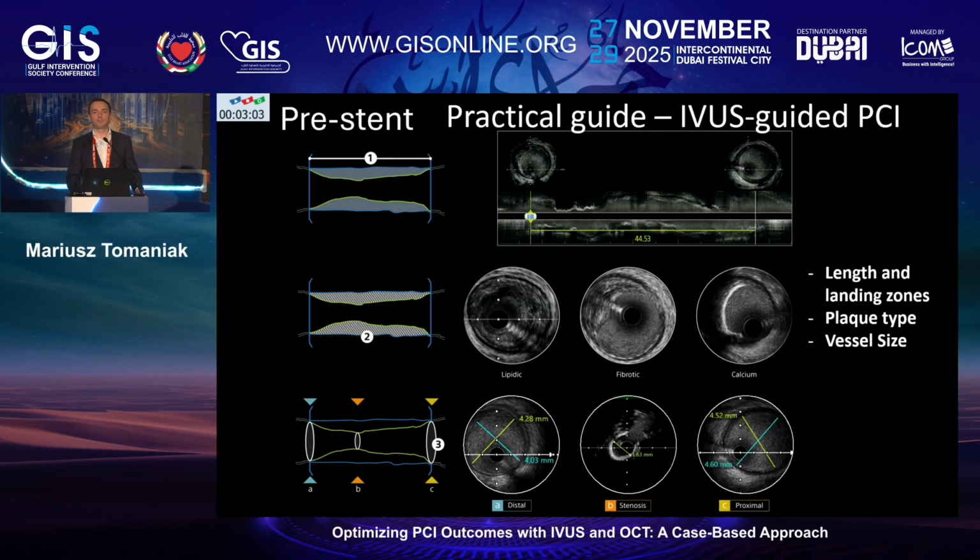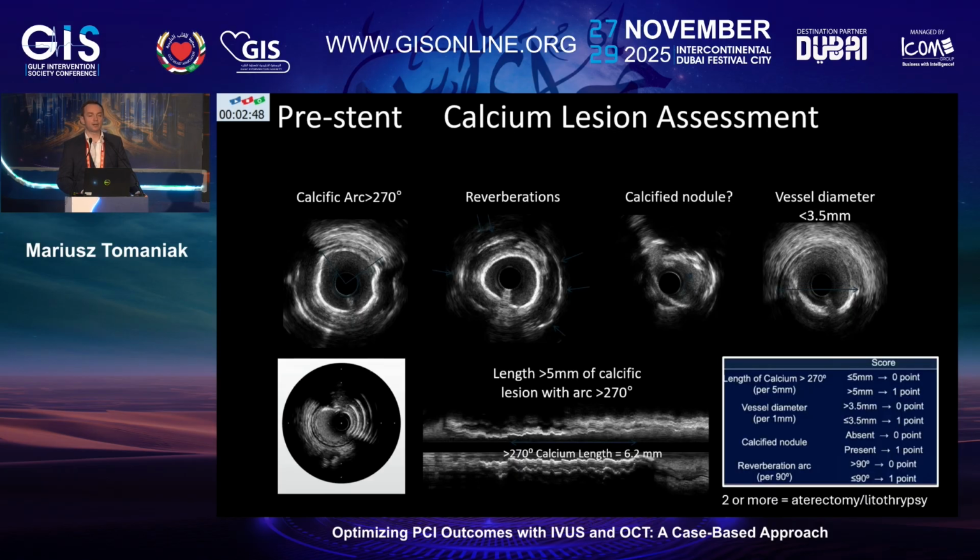Equally good in guiding PCI is IVUS, which will also allow us to select the length of a stent, in particular when we use the motorized pullback, decide on landing zones, and define the plaque type and the vessel size. Here are examples of calcified plaques, and a very important feature of calcification visible on IVUS are reverberations that will also change the pattern and increase the intensity after adequate rotational atherectomy, being indicative of adequate lesion preparation.